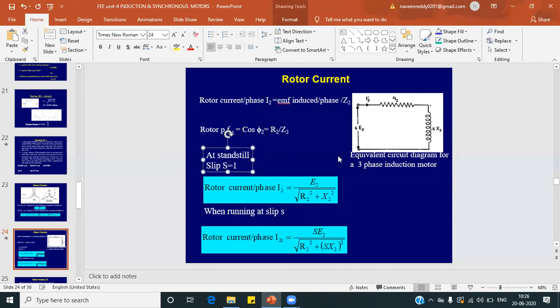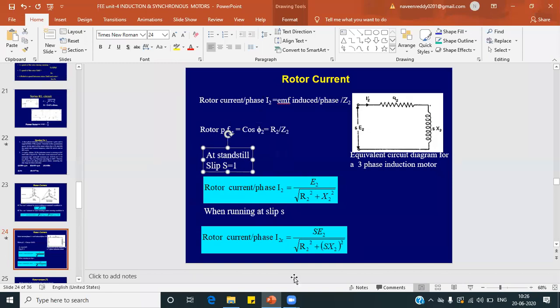Now at standstill the slip value is 1. So what would be the rotor current? I2 is equal to, there won't be an S term over here, right?